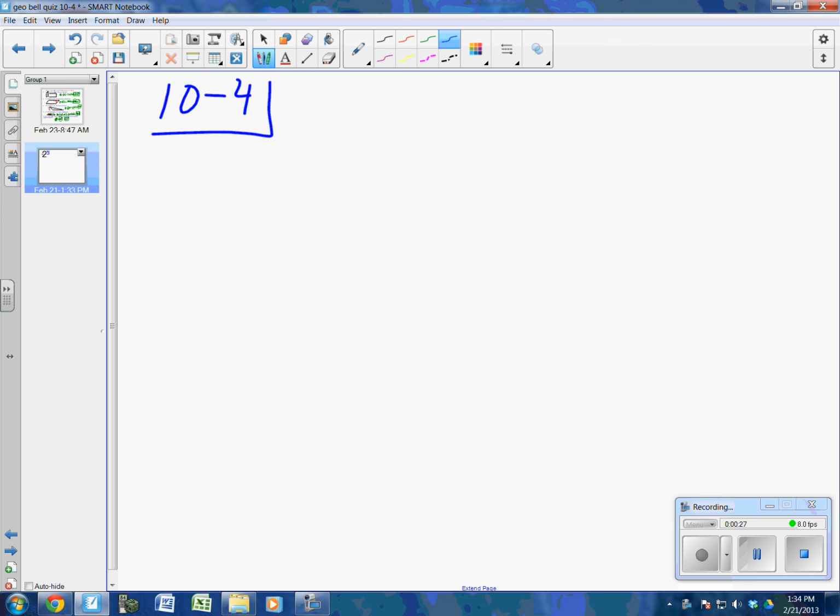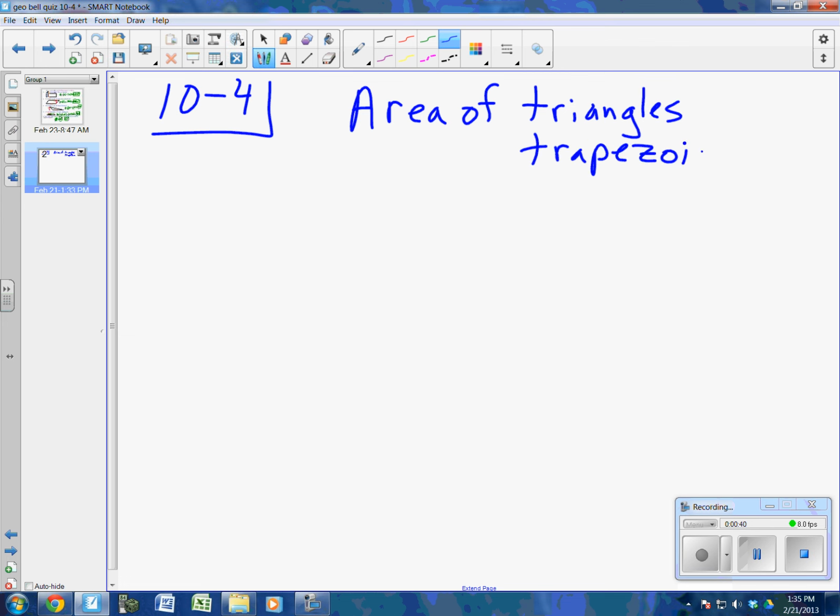All right, so that's what we did last time. Area of triangles, trapezoids, and parallelograms. That's what we did last time. So we just reviewed the formulas for those. So are there any questions on the homework assignment from last time before we correct it?